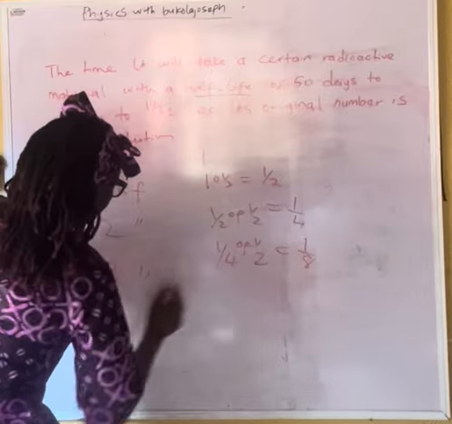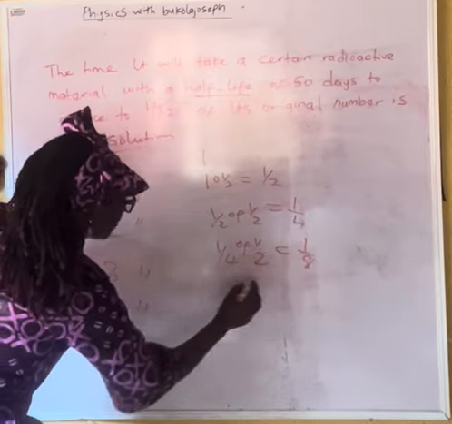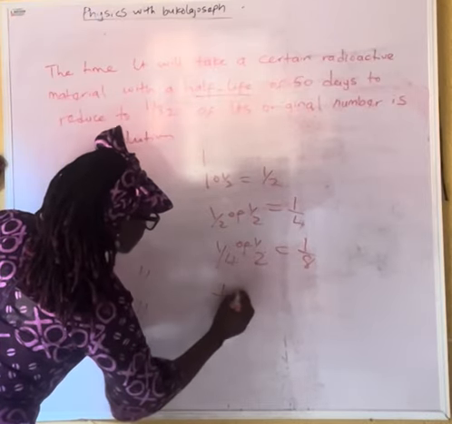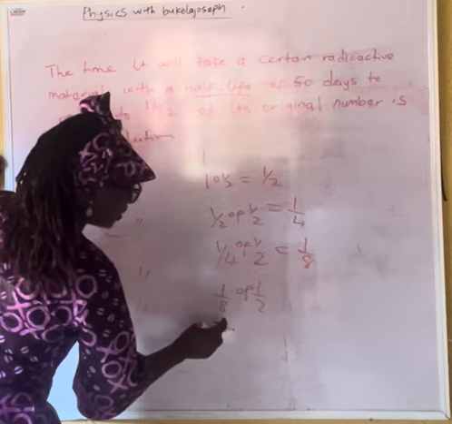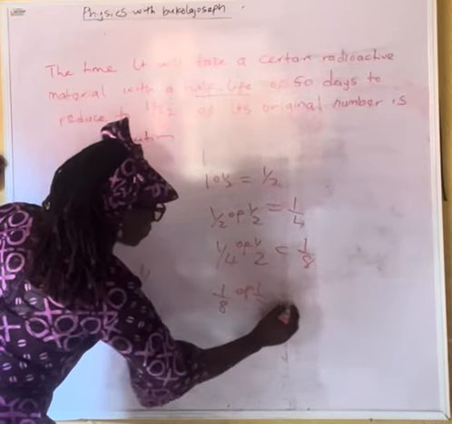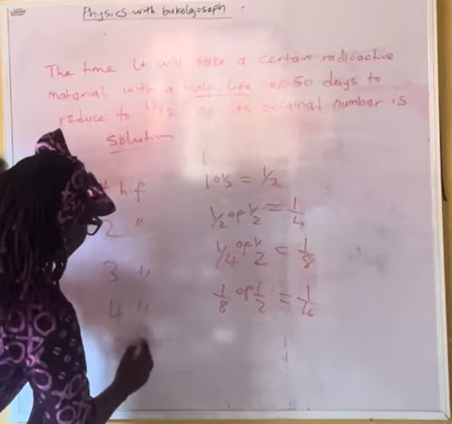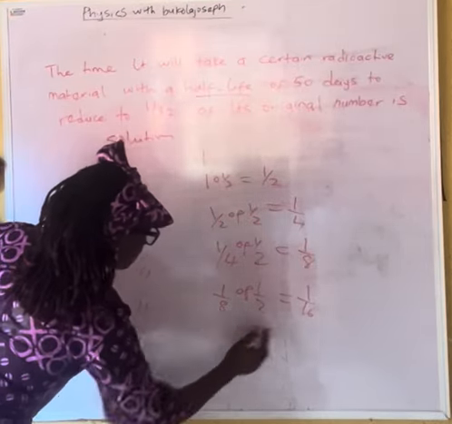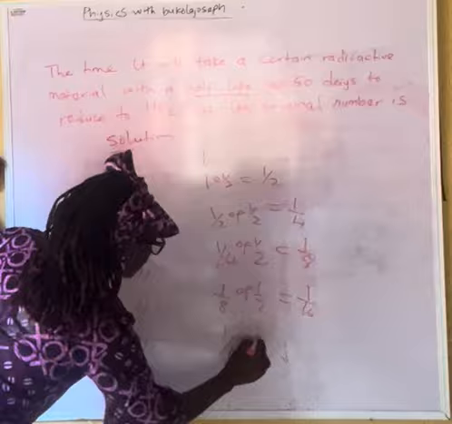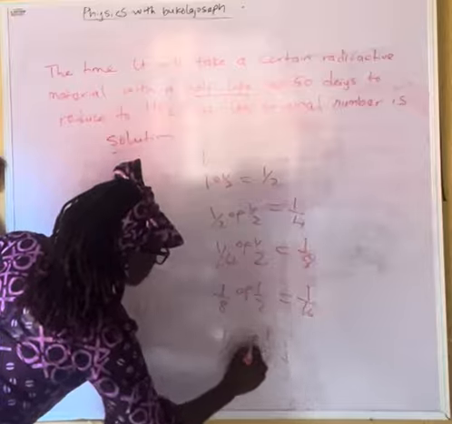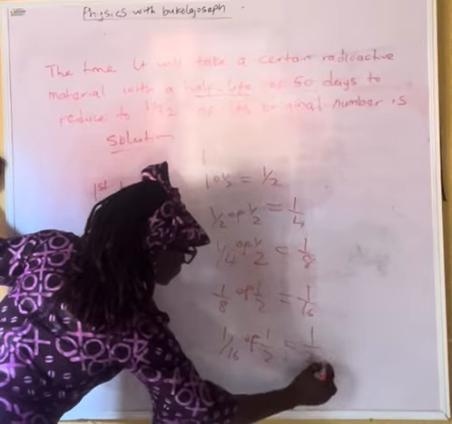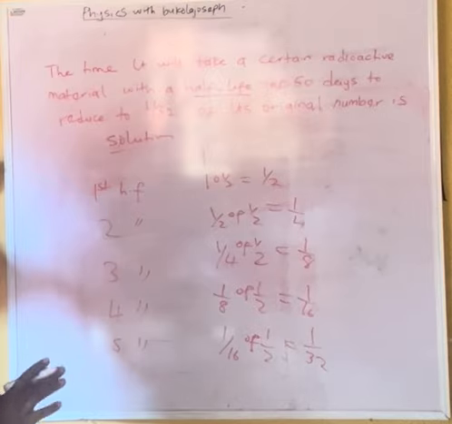So if we do this now, for the fourth half-life, you'll be having half of 1 over 8. Okay? Half of this is going to be what? 1 over 16. We are not there yet. So for the fifth half-life, we have 1 over 16. Half of it, right? If you half it, what will it be to give us 1 over 32? We are there. Do you understand?